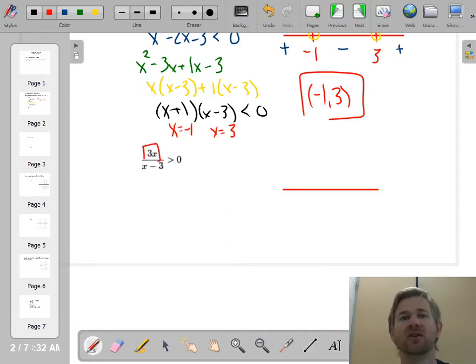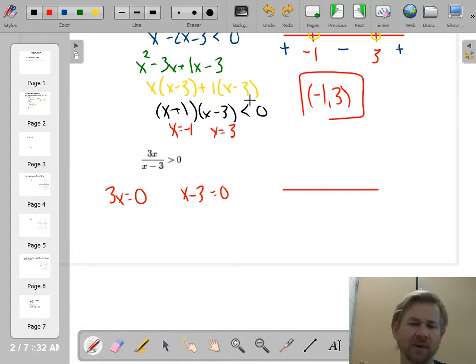So you're going to set the numerator equal to 0. When does 3x equal 0? And you're also going to set the denominator equal to 0. And that's because here you have an asymptote, a vertical asymptote. So we got to be really careful here.